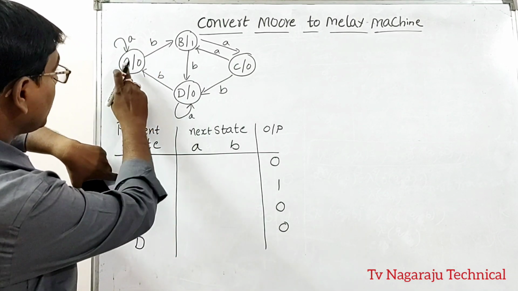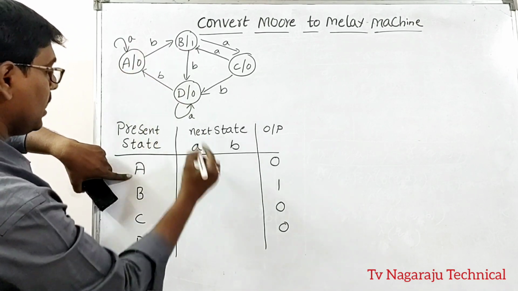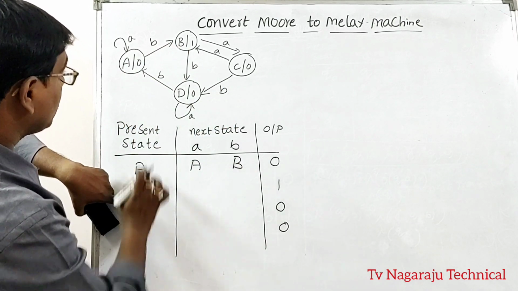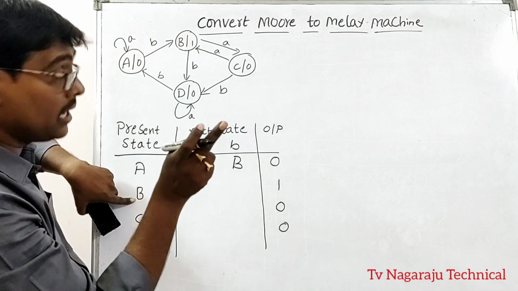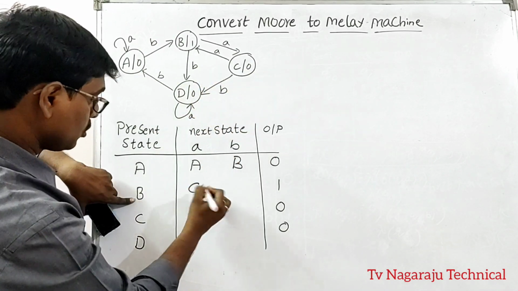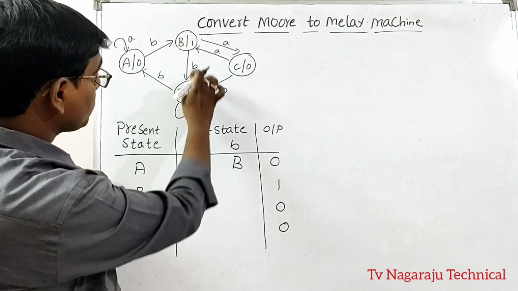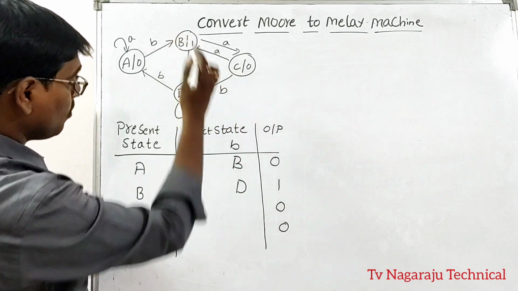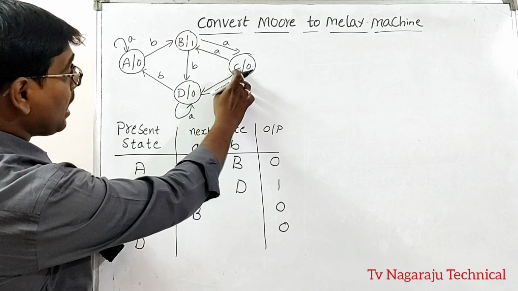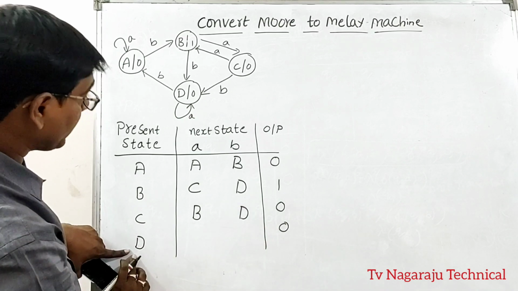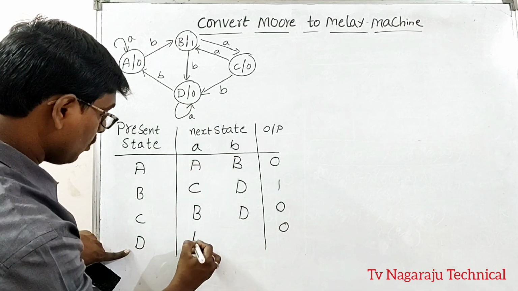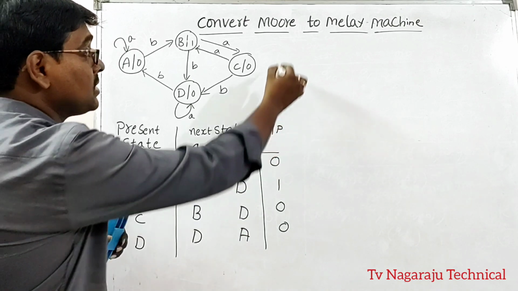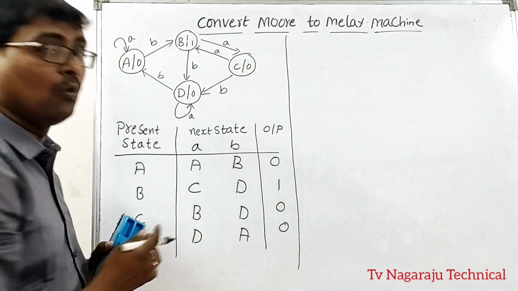Now, on state A, with input small a, I am moving into the same A; on b it moves to capital B state. B on small a moves to capital C. B on small b moves to this state. Now, C on a moves to state B. C on b moves to state D. Finally, D with the input a moves to the same state. D with input b moves to state A. This is the transition table for the given Moore Machine.